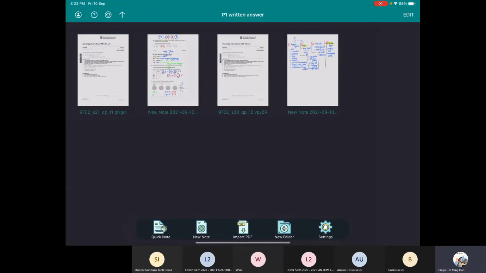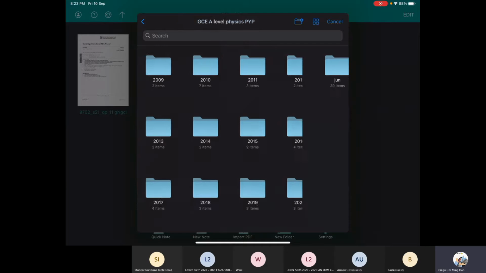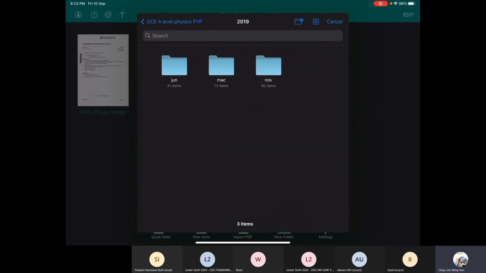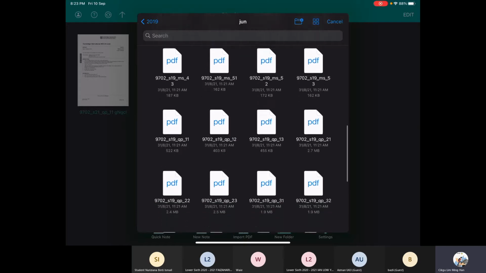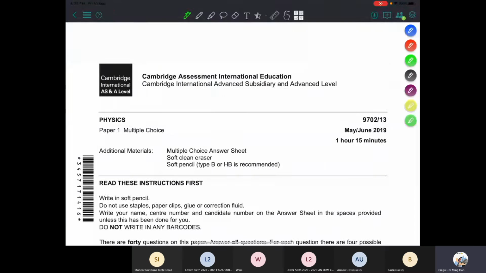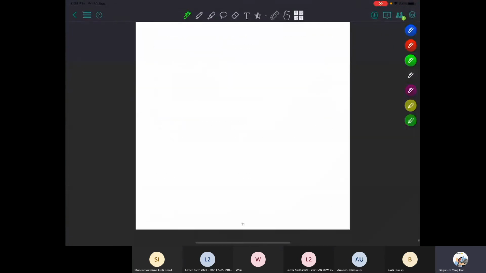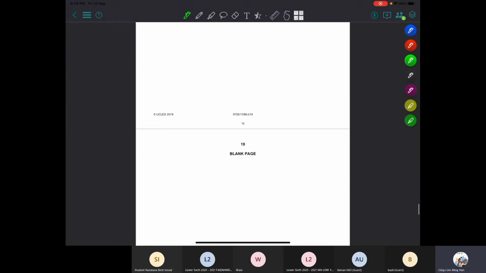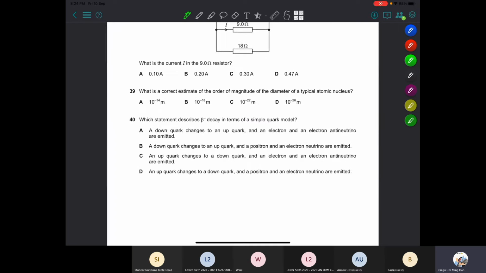So we take another paper. This time we take 2019. I take one paper from each year, some from the June, some from the November. The November paper we do 2019. So this is 2019. We look at the last question. Copy and paste first. So this is the last question.